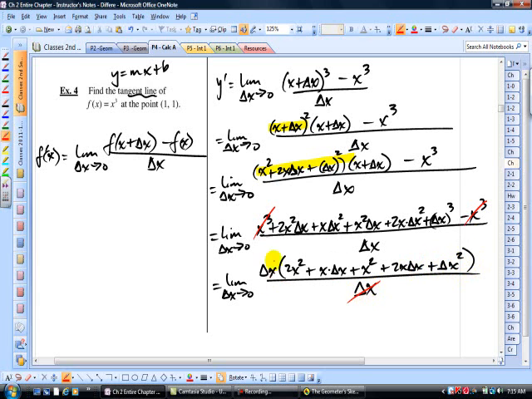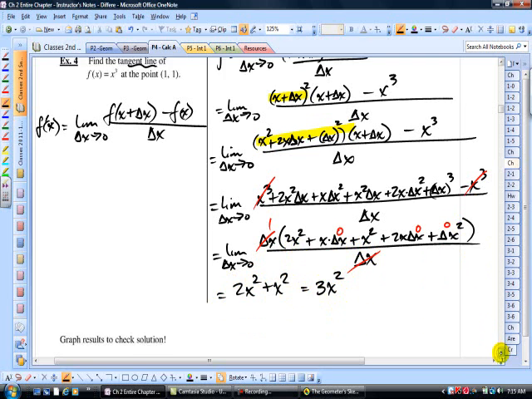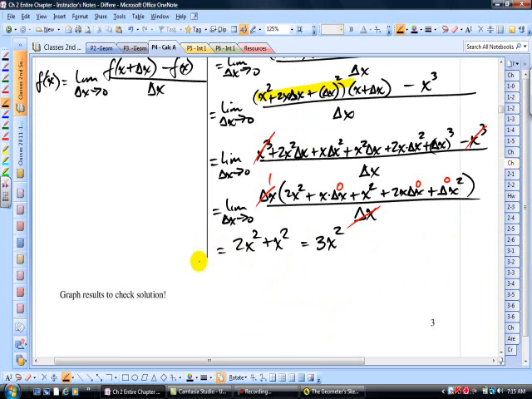And then you simplify, cancel out the discontinuity there, and substitute in 0 everywhere you see delta x. So I need to have a 0 here, and here, and here. So I get 2x squared plus x squared, and everything else is 0. So I've got 2x squared plus x squared gives me 3x squared, and there is your derivative. Okay? So y prime is equal to 3x squared. There's my derivative. A little bit tougher to do with a cubic polynomial, but hey, we did it.